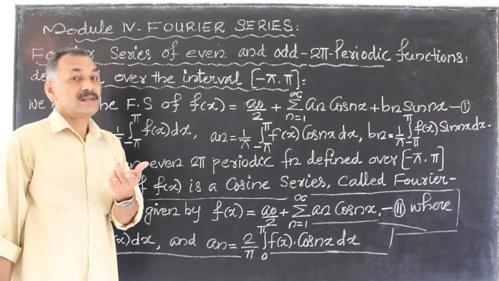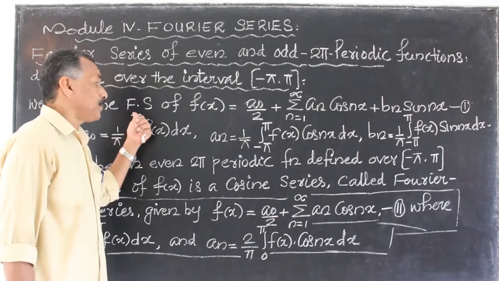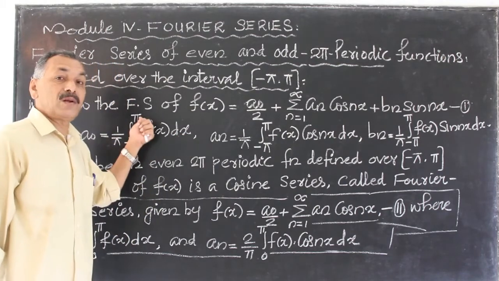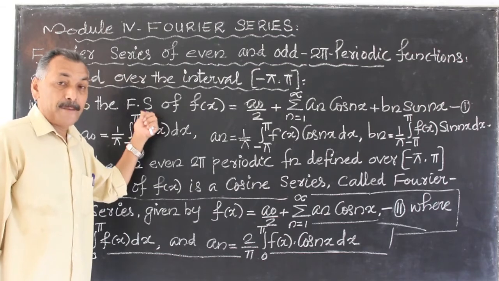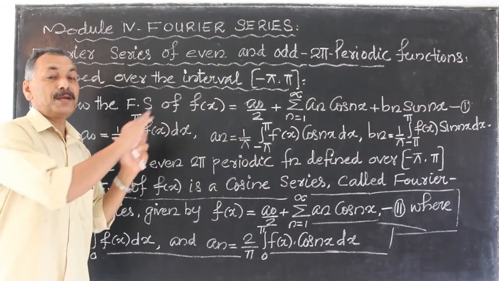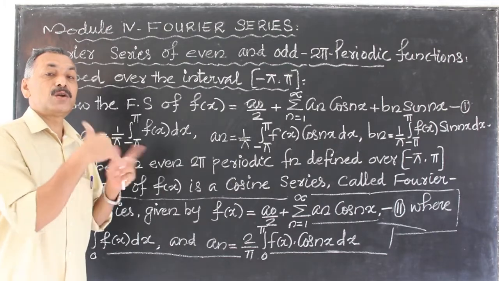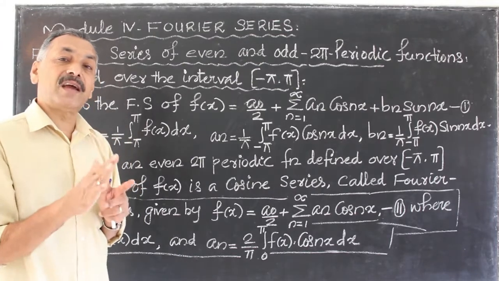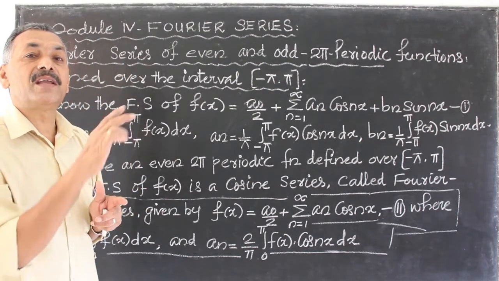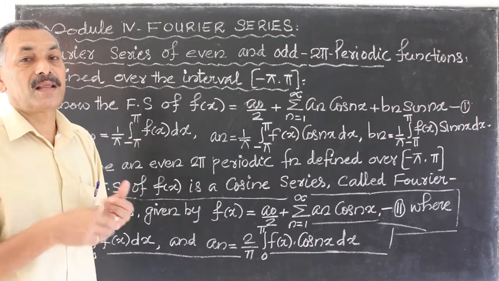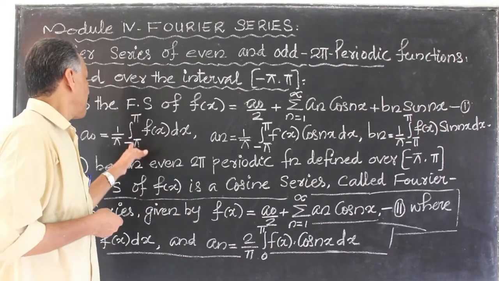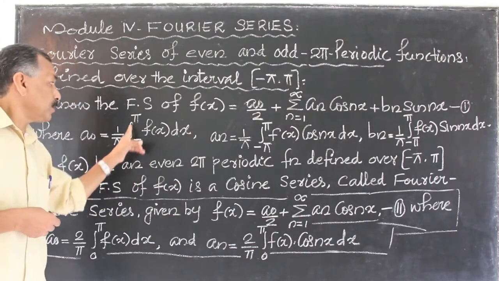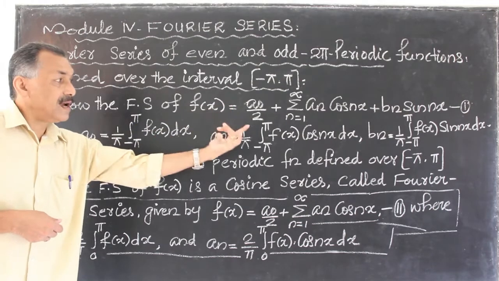Since f of x is even, we split the integral minus pi to pi into minus pi to 0 plus 0 to pi. Minus pi to 0 means x is negative, and 0 to pi means x is positive. For an even function, the area on the left side equals the area on the right side. So the integral minus pi to pi f of x dx is equal to 2 into the area from 0 to pi.